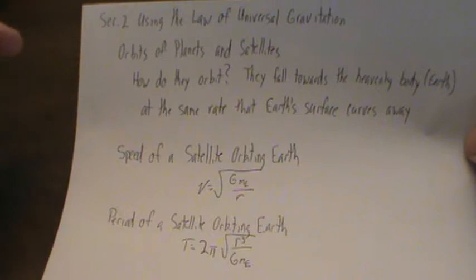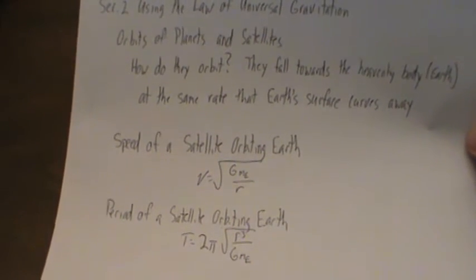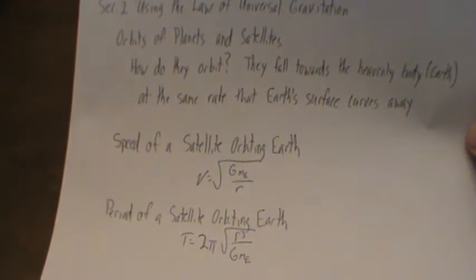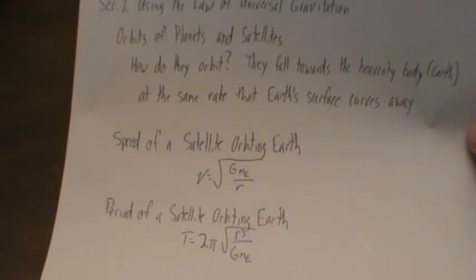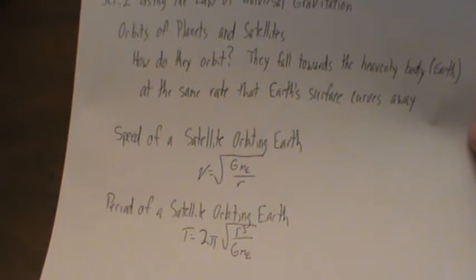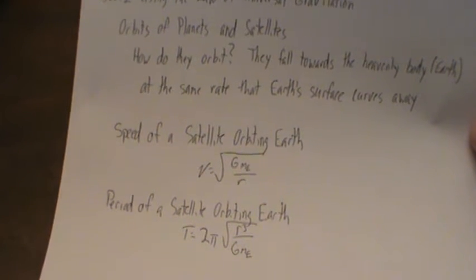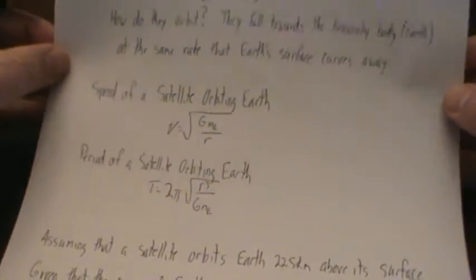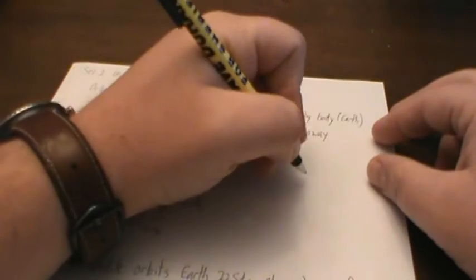So if we look at planets and satellites, how do they orbit? Well, if we're looking at something that is orbiting the Earth, the object falls towards the heavenly body, in this case Earth, at the same rate that Earth's surface curves away. So what that means is they're going as fast as they are dropping, and that causes them to be in an orbit with Earth.